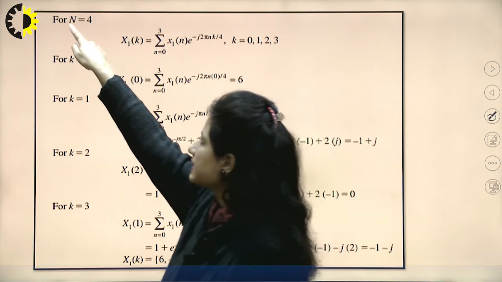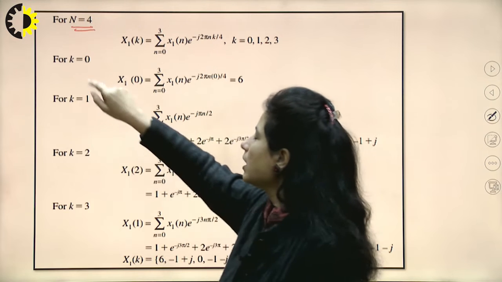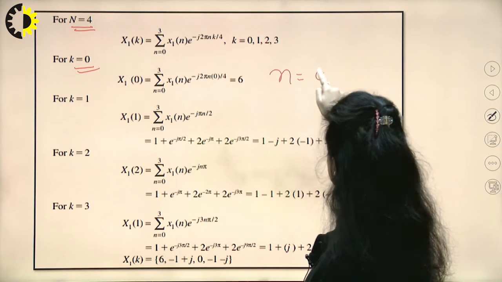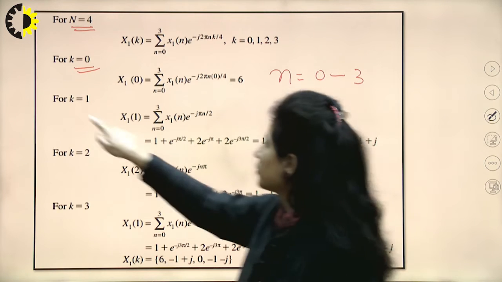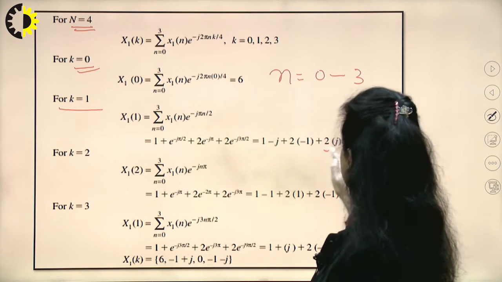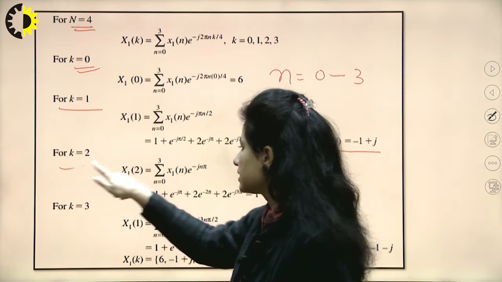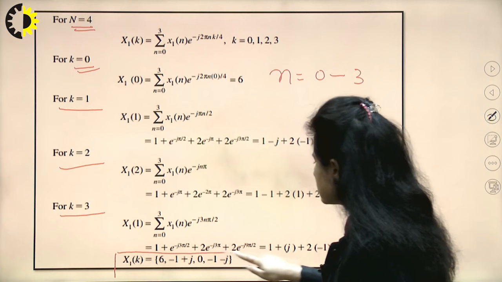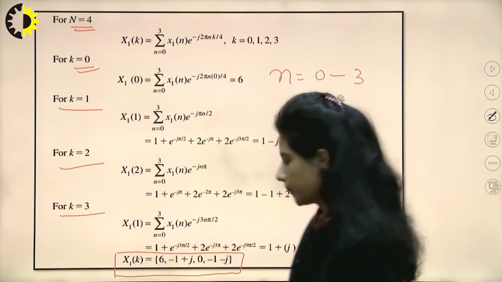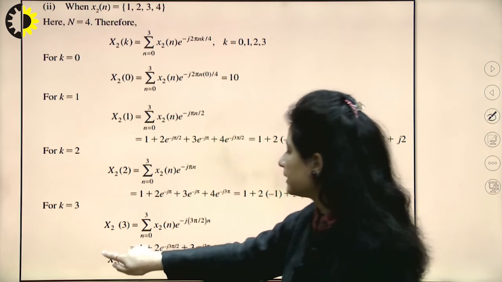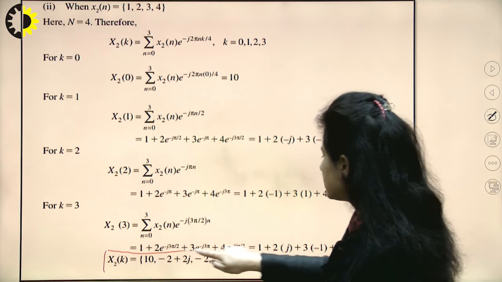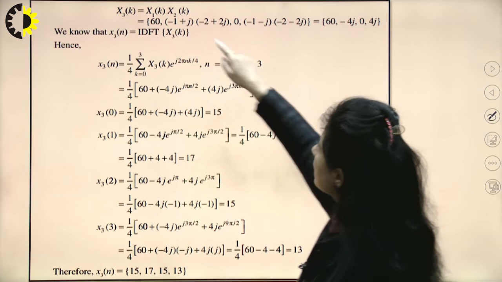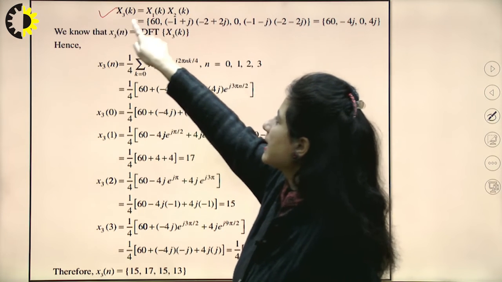So the sequence has N is equal to 4. For k is equal to 0, I'll solve for n 0 to 3. For k is equal to 1, I'll be solving this summation, and similarly for k is equal to 2 and 3. So this is my first sequence x1k. Similarly, I would calculate the second sequence using DFT, that is x2k. I would multiply both the sequences to calculate x3k.